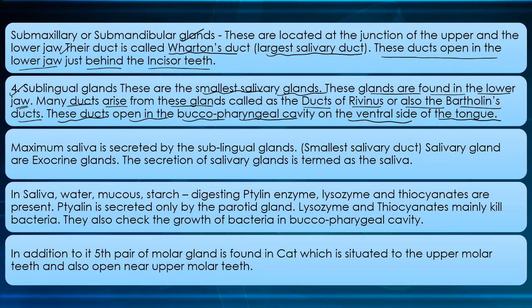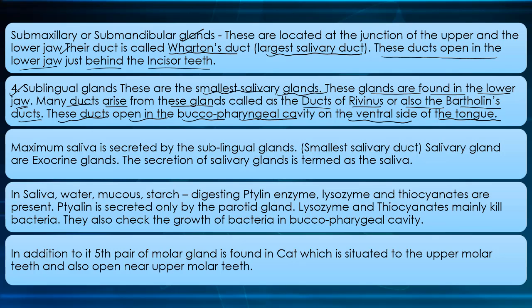Submaxillary or submandibular glands are located at the junction of the upper and lower jaw. Their duct is called Wharton's duct, which is the largest salivary duct, and it opens into the lower jaw behind the incisor teeth. Sublingual glands are the smallest salivary glands, found in the lower jaw.